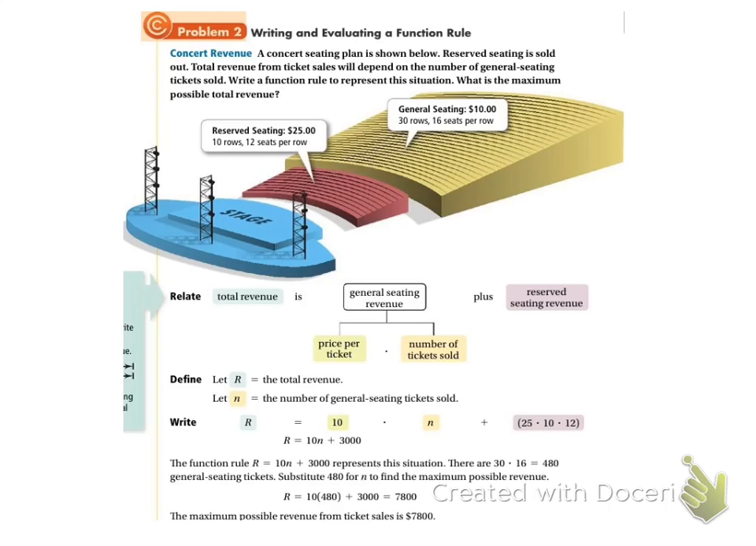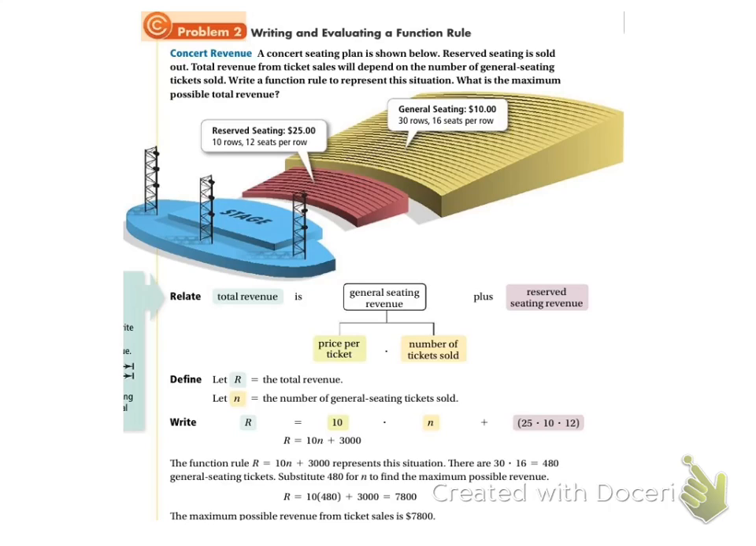Okay, so let's just look at this one. It's a concert revenue. A concert seating plan is shown below. Reserved seating is sold out. So this area is sold out. Total revenue from ticket sales will depend on the number of general seating tickets sold. So they've already sold out all these, so we can calculate how much money they're making from that. And then they're not sure how many people are going to buy the general seating.